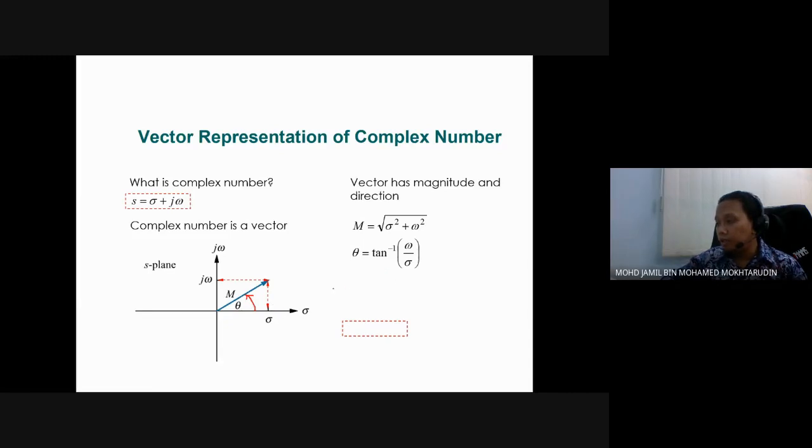So if your complex number lies on this section of the S-plane, then you can use tangent inverse of omega divided by sigma. So for example, if your complex number is here, then the angle must be measured from the real axis to the vector. To find this angle, you need to modify this formula slightly. You can either use 180 minus tangent inverse, or you can use 90 degrees plus.